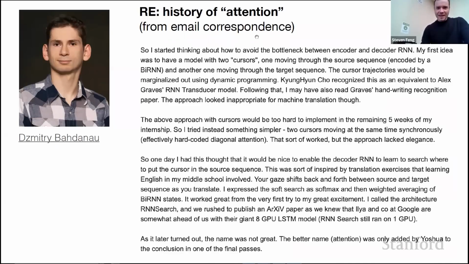Basically, he talks about how he was looking for a way to avoid this bottleneck between the encoder and decoder. He had some ideas about cursors that traversed the sequences that didn't quite work out. And then, "one day I had this thought that it would be nice to enable the decoder RNN to learn to search where to put the cursor in the source sequence. This was sort of inspired by translation exercises that learning English in my middle school involved. Your gaze shifts back and forth between source and target sequence as you translate."